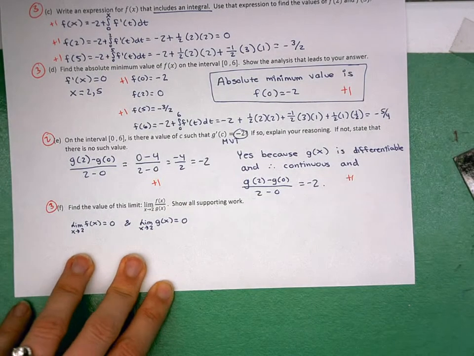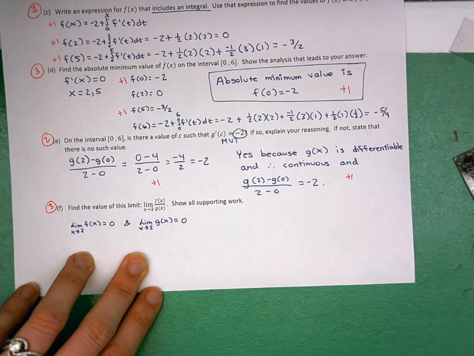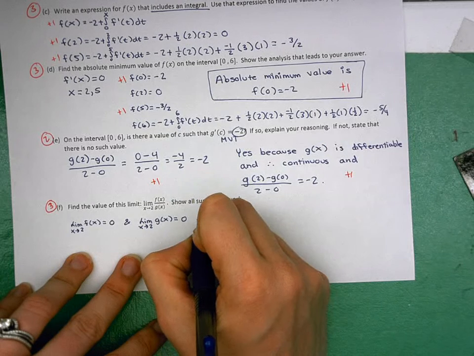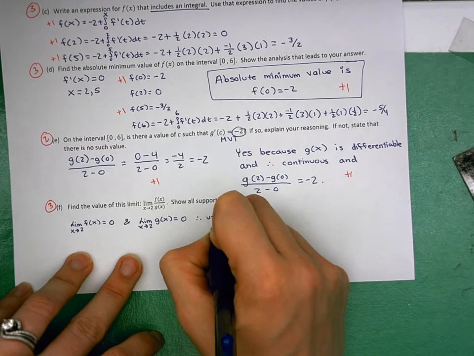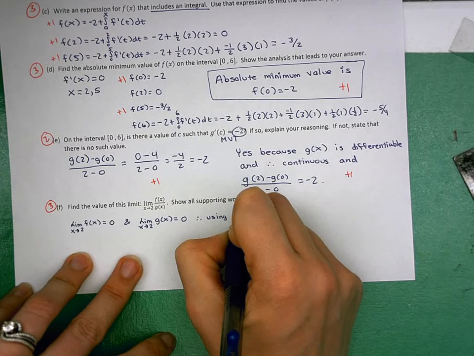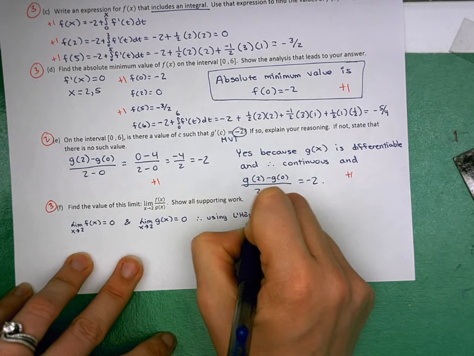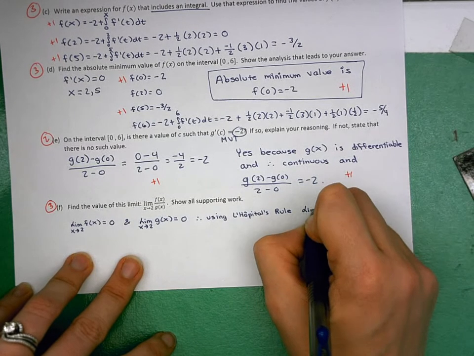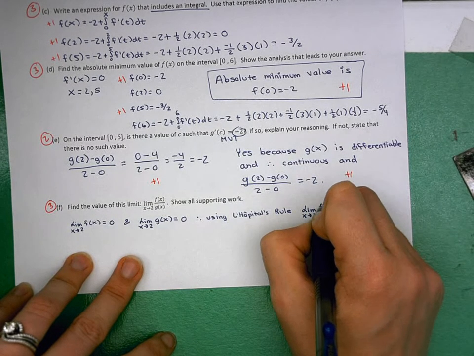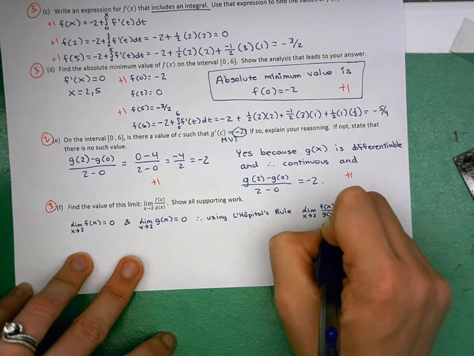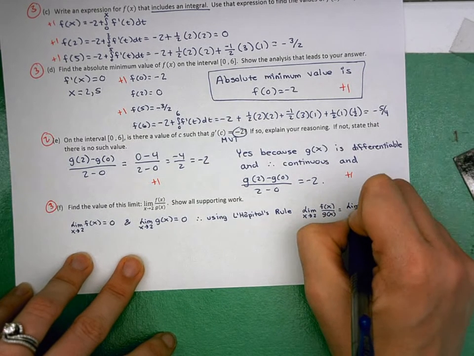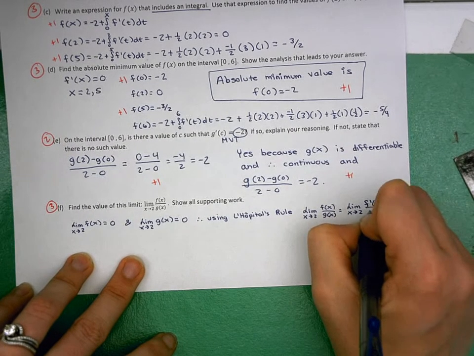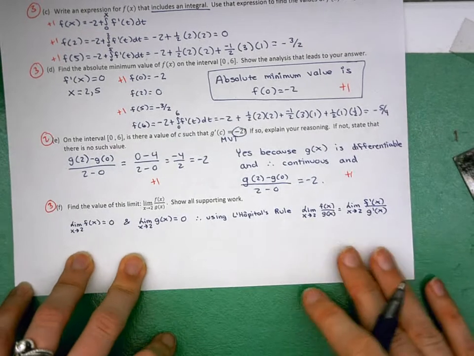Out of Unit 1, we looked at multiplying by a conjugate or factoring or something like that. But the very last lesson we learned before break was something called L'Hopital's. So therefore, using L'Hopital's rule, I can take the derivative. The limit as x approaches 2 of f of x over g of x is equal to the limit as x approaches 2 of the derivative of f, f prime, over g prime. Okay, and so I'm going to go ahead and plug in 2 there.